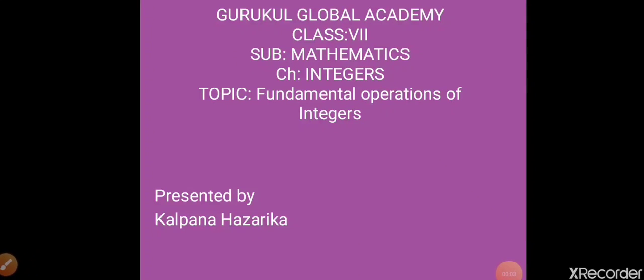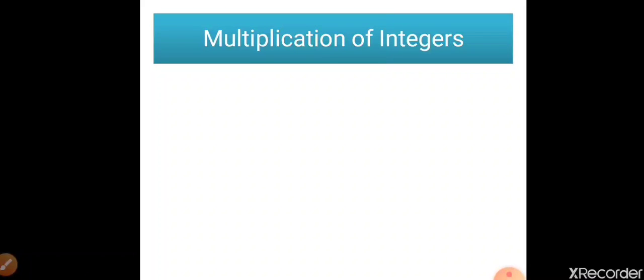So today we will proceed further with the fundamental operations of integers. In our previous class, we discussed the addition and subtraction of integers, and today we will go to the next fundamental operation, which is multiplication of integers.